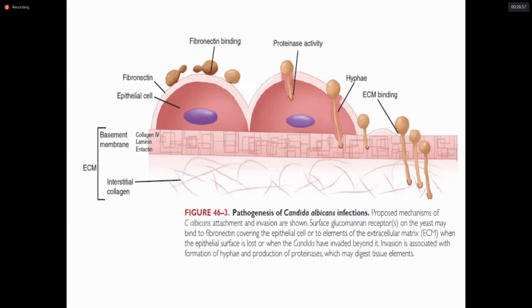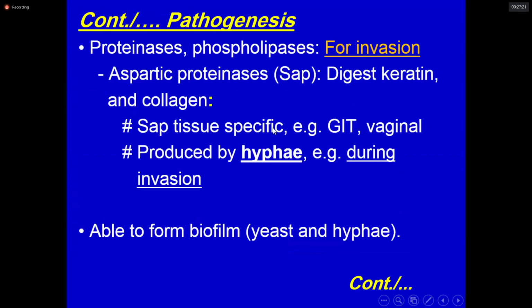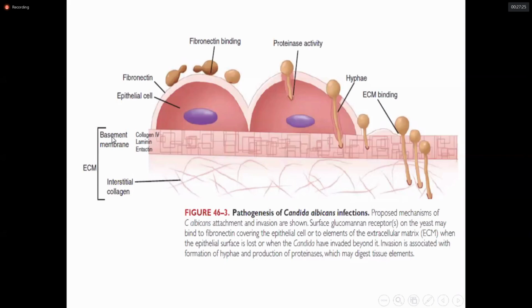Then, if the microbe invades the body, this invasion will be assisted by proteinases or phospholipases. These will destroy the tissues, and there will be attachment between what I have said to you, hyphal wall protein, HWP1, and the extracellular matrix. Extracellular matrix, you can see here, basement membrane, collagen type 4, laminin, entactin. This is how the attachment to extracellular matrix happens, and then the Candida will invade deep into the tissues.